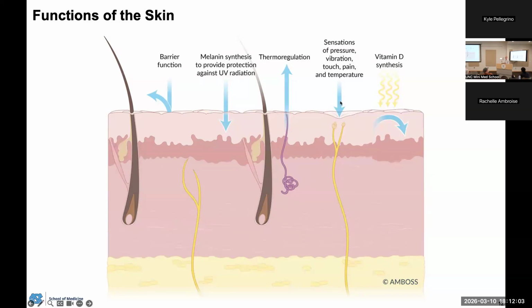I also mentioned that sensory cells exist within the skin, and those are very important for these various things that you see here. And then finally, the skin is important for vitamin D synthesis. So vitamin D is important for bone production. So when you're told to go outside on a beautiful day like this and get some vitamin D, this is why you're doing it.